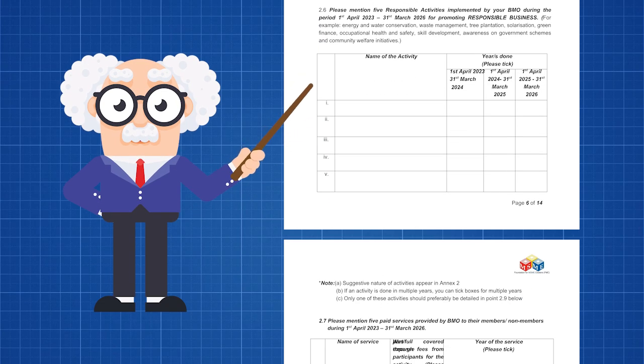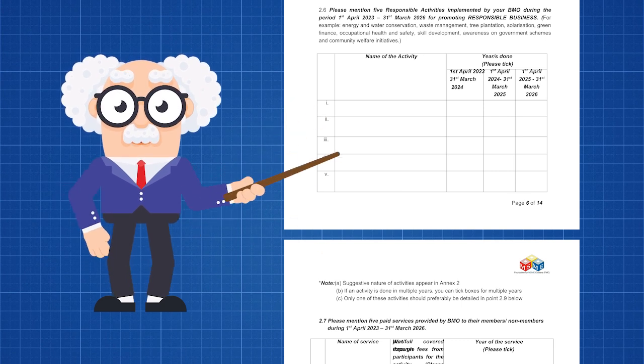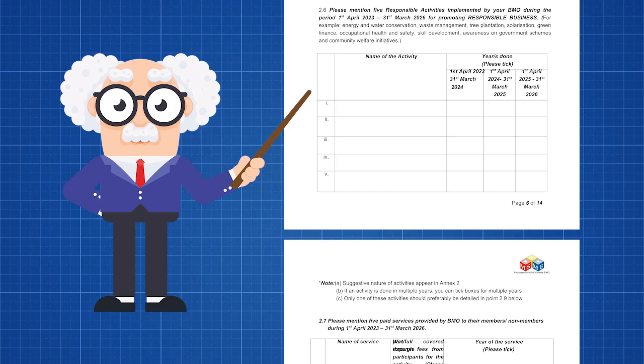Point 2.6, 5 Responsible Activities, Section 2.6. This is where you list 5 responsible activities that your BMO implemented during the period 1st April 2023 to 31st March 2026 to promote responsible business. Some examples given in the form are energy and water conservation, waste management, tree plantation, solarization, green finance, occupational health and safety, skill development, awareness on government schemes, and community welfare initiatives.